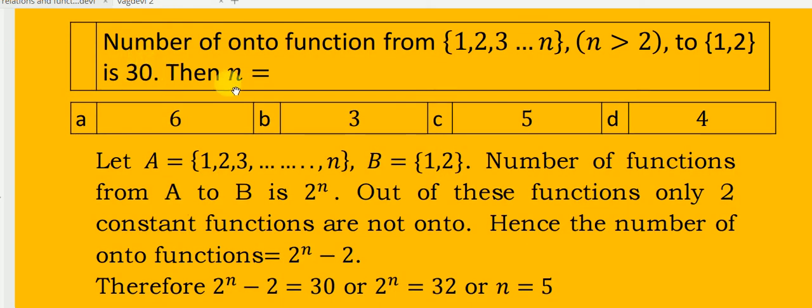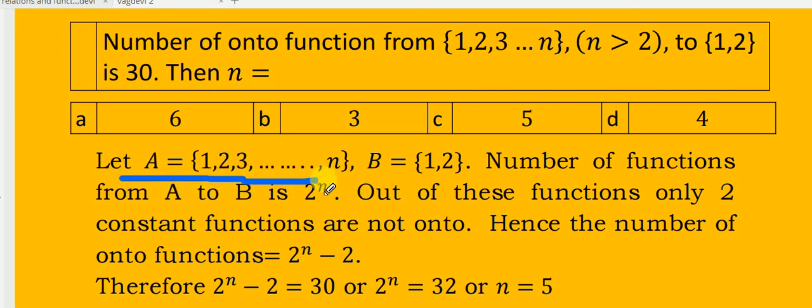Number of onto functions. The number of onto functions from the set 1, 2, 3, up to n, where n is greater than 2, to the set B as 1, 2 only, is 30. It is clearly given that the number of onto functions is 30. B has 2 elements, and I have to find the number of elements in set A, that is the value of n. The options are 6, 3, 5 and 4.